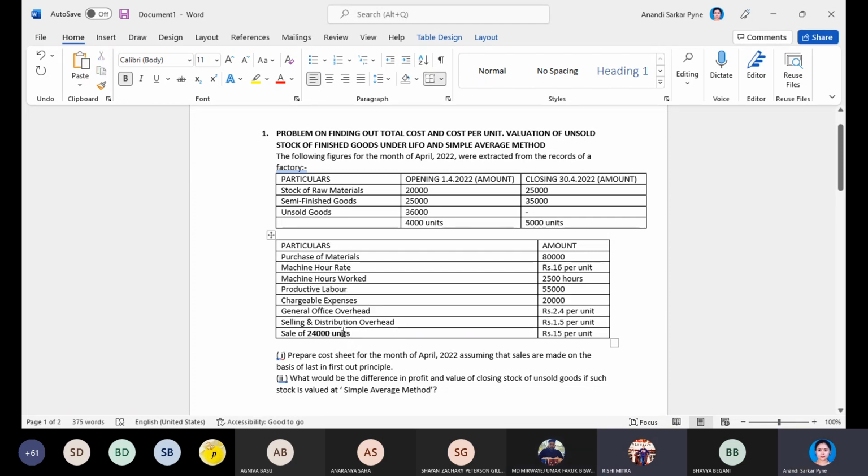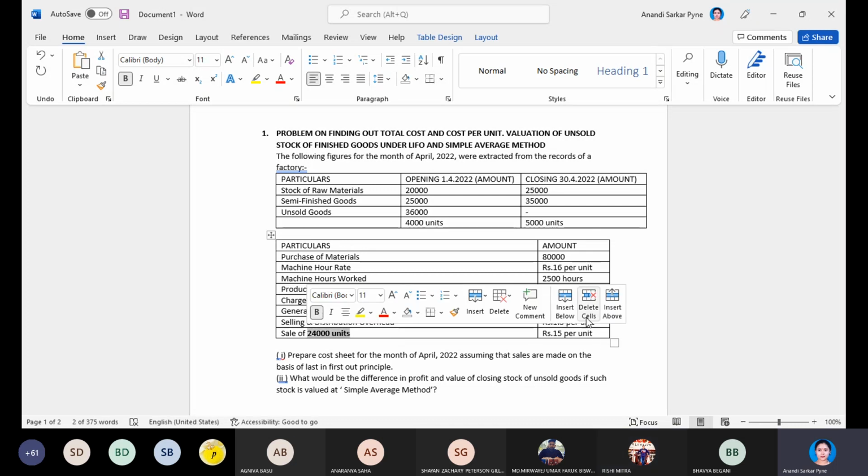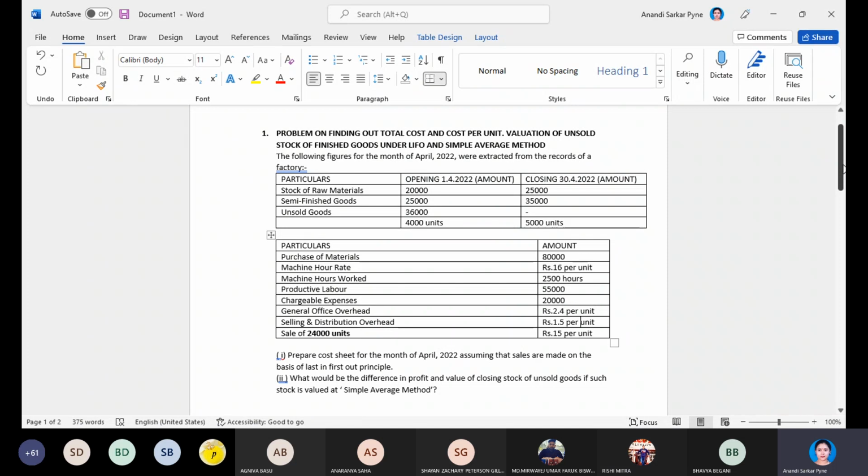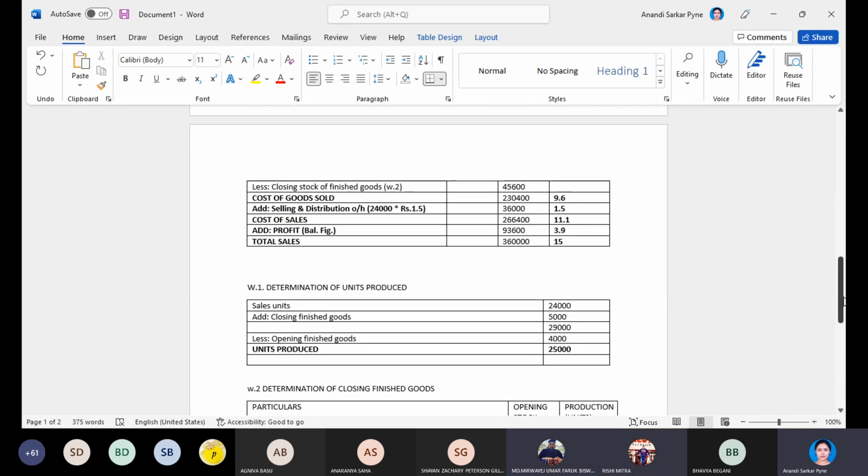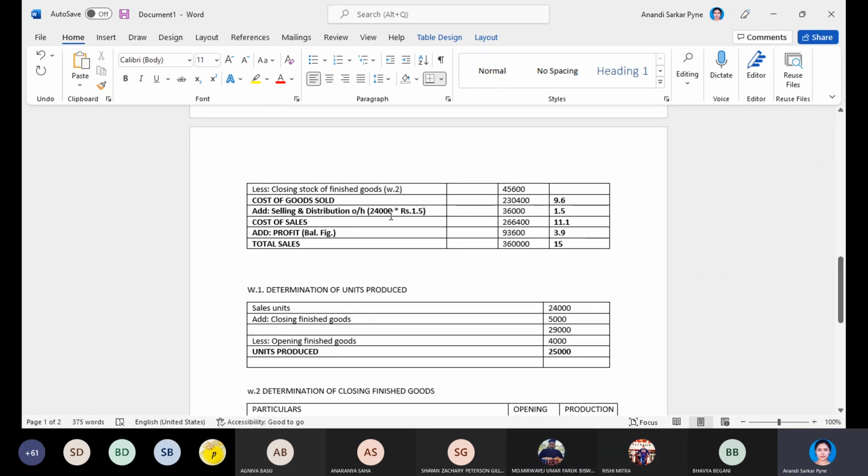But we will be charging 24,000 at the rate of rupees 1.5 for selling and distribution overhead. That is why over here we multiply 24,000 into 1.5. So this is the total sum. Total sum is part 1.